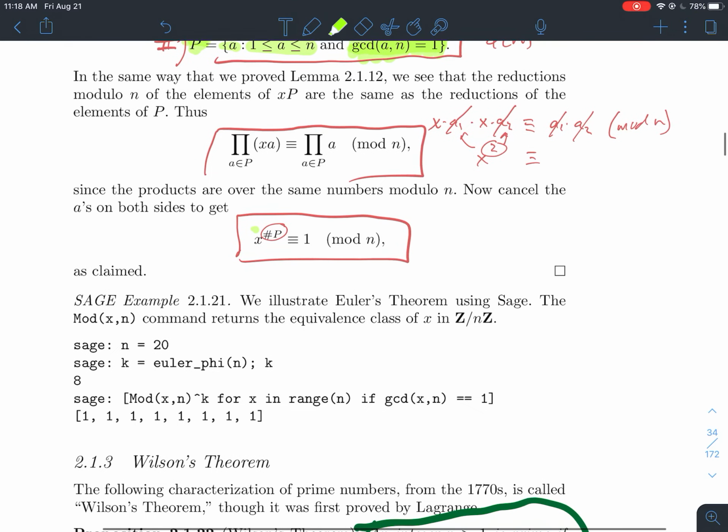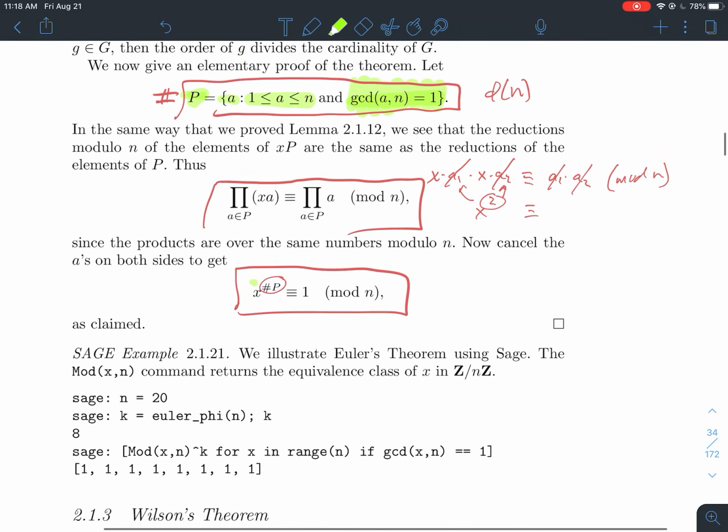So we can do some of this in Sage to illustrate how it works. There's also a more convenient way to establish an element, an equivalence class, mod n. The convenient way to do it is this command, Mod with a capital M, x comma n. What does that do? That just automatically spits out the equivalence class of x mod n.